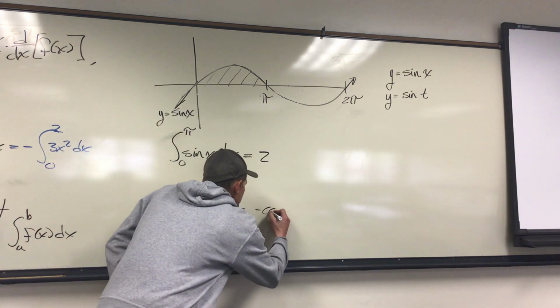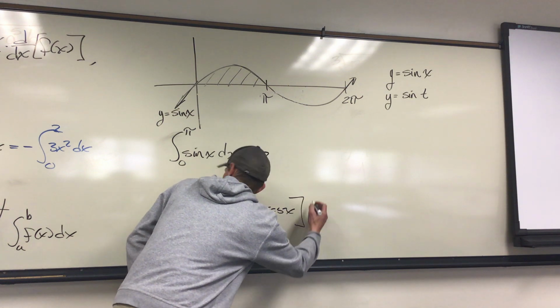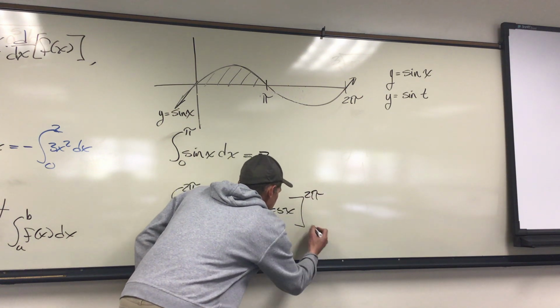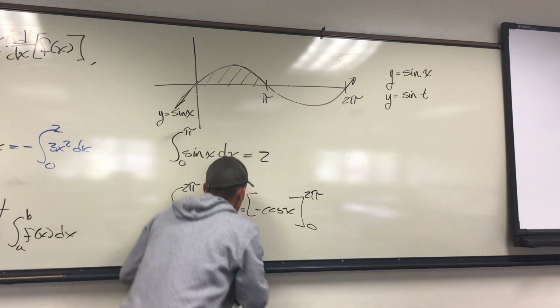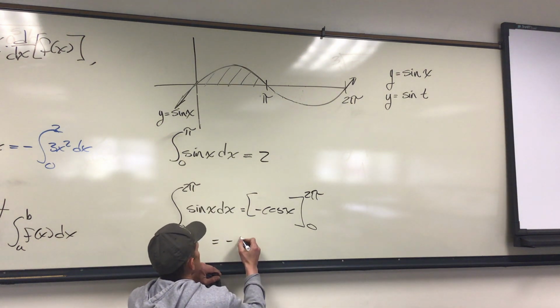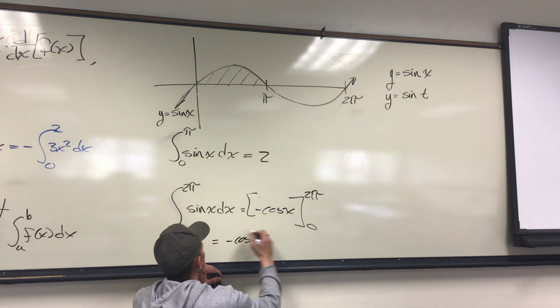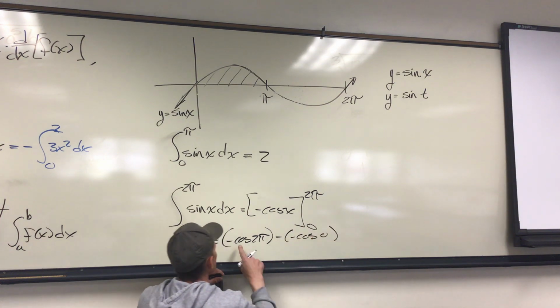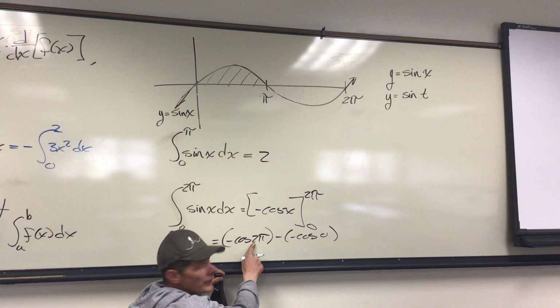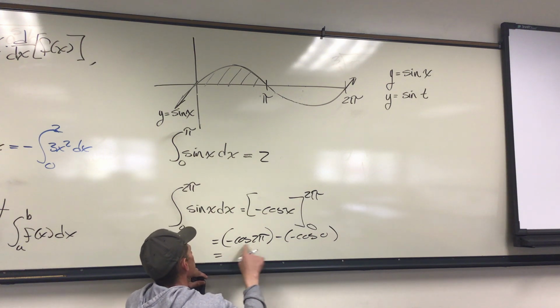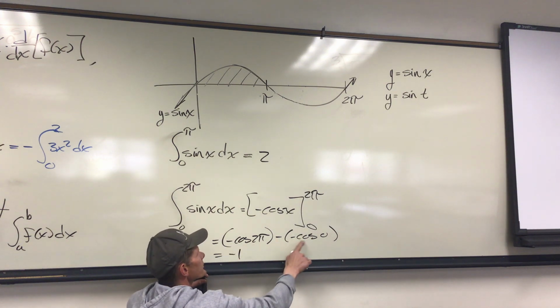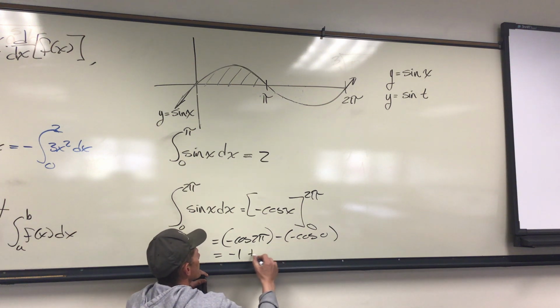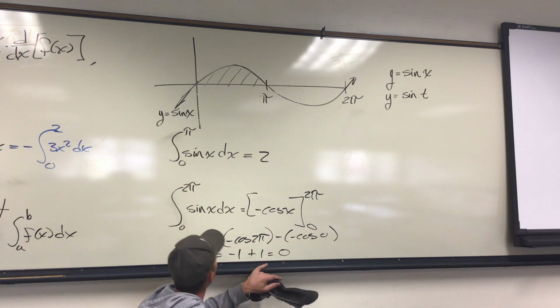The opposite of the cosine of x evaluated at 2 pi and evaluated at 0. So we have the opposite of the cosine 2 pi minus the opposite of cosine 0. So cosine of 2 pi is 1, so minus 1. This is a plus again, and the cosine of 0 is 1. So minus 1 plus 1, or 0.